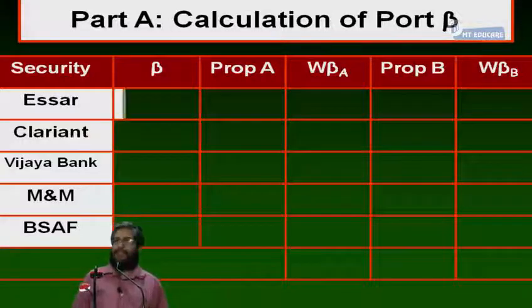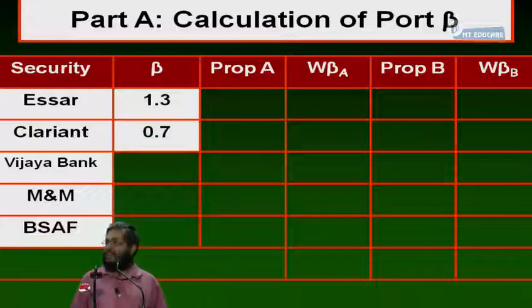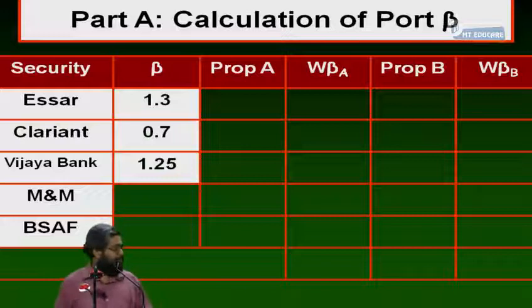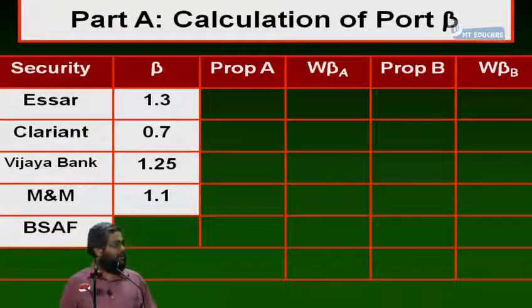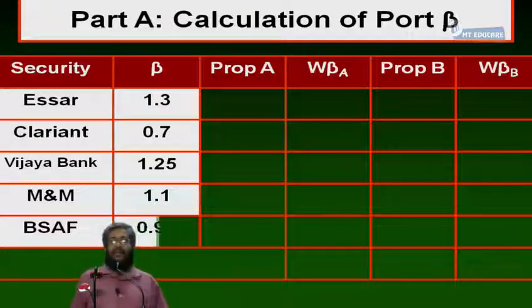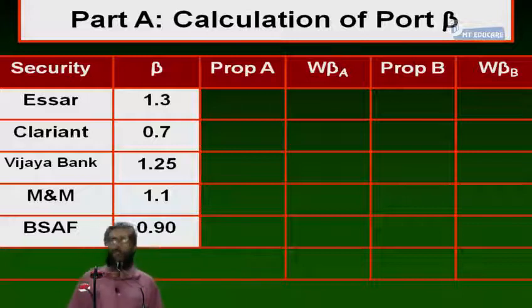Same speed, right please? 1.3, 0.7, 1.25, 1.1 and then 0.90. Shall I proceed or not? Next. Proportion of A. What is A's proportion?